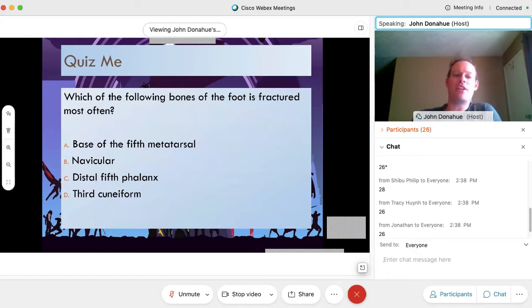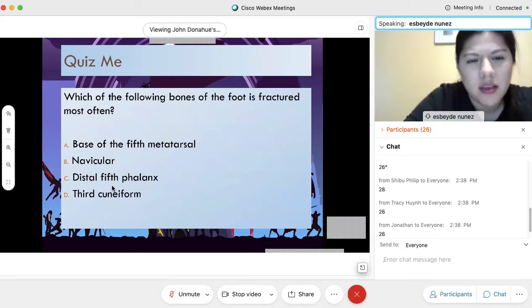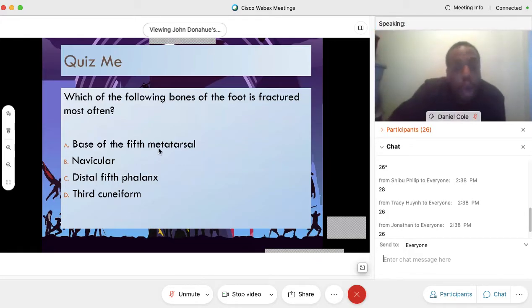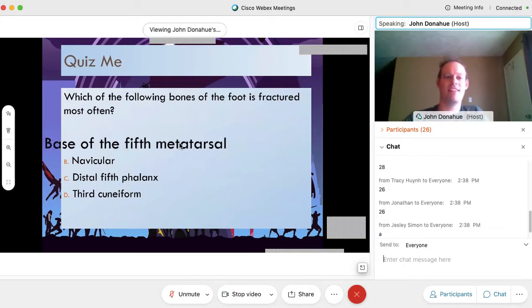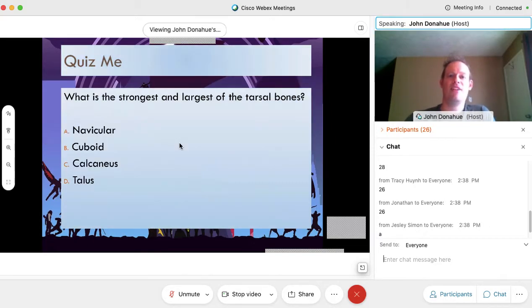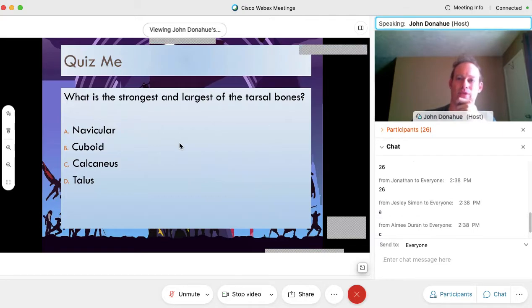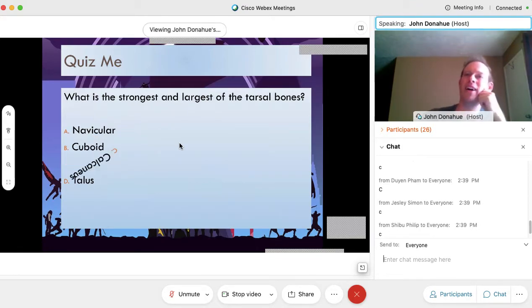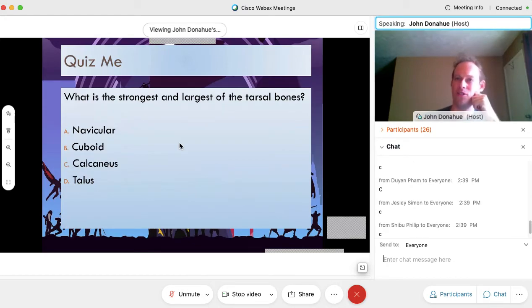Which of the following bones of the foot is fractured most often? You guys remember? Base of the 5th metatarsal. Base of the fifth metatarsal, right? You are correct. The base of the 5th metatarsal. What is the strongest and the largest of the tarsal bones? Calcaneus. Someone's saying C. See another C. We're all saying C. Is that your final answer? You don't want to phone a friend or poll the audience? No, it is C. It is the calcaneus. That is the largest. That's the heel bone.